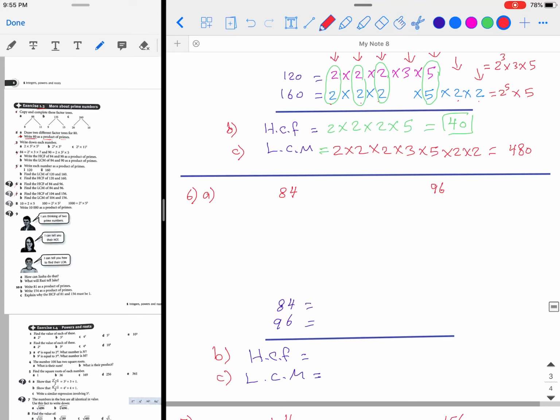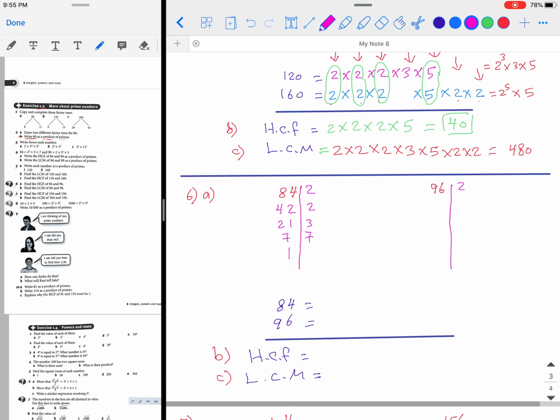Okay, let's go for the next one. We need to factorize also at the beginning. Okay, let's factorize 84. Divide by 2, you will get 42. Divide by 2, you will get 21. Divided by 3, it's 7. Divided by 7, it's 1. Here's the same idea. By the way, you can use 3 factors if you wish.